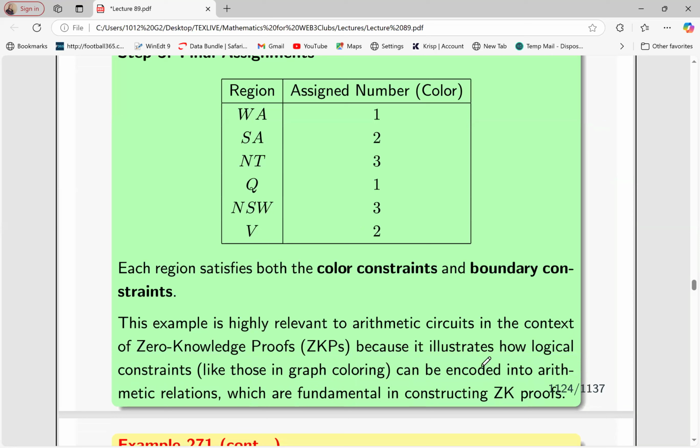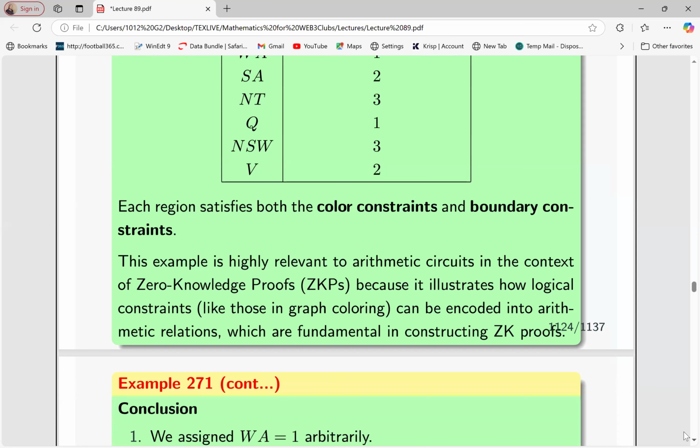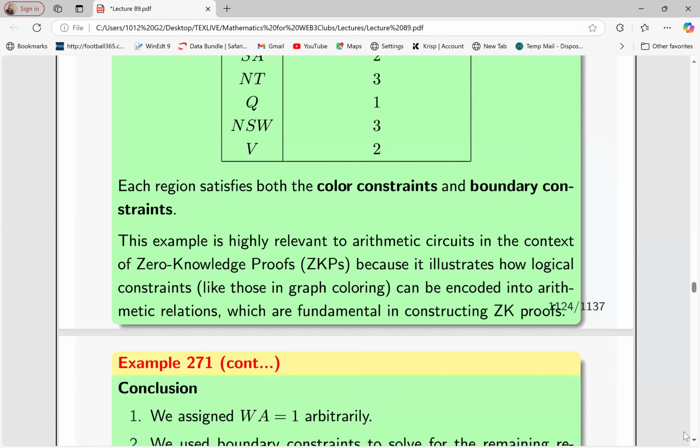Now, why is this concept important? I would say that this concept is important because, for instance, in the case of zero knowledge proof, which is what we are interested in, it illustrates how logical constraints like those in graph coloring can be encoded into arithmetic relations. Now, we've been encountering such in zero knowledge proofs, and of course, after we are done with this topic and the next topic, we'll be looking at zero knowledge proofs and we'll be seeing how this comes in handy.